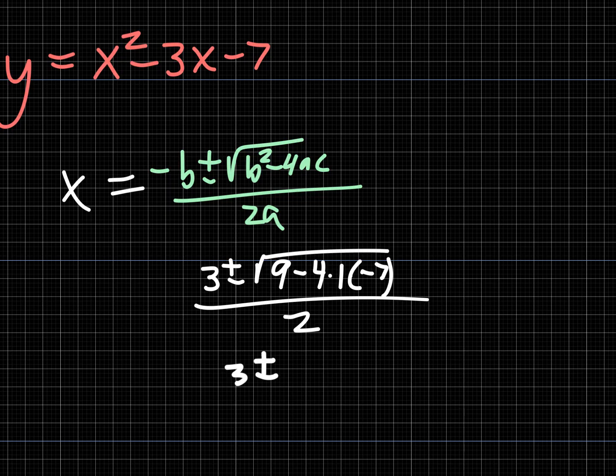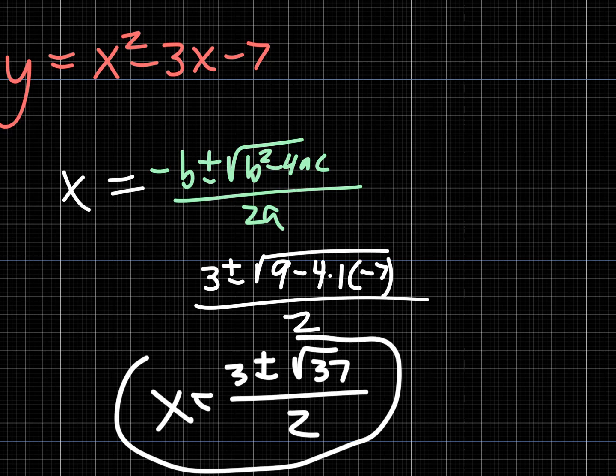from my experience, if you're going to make a mistake, it's going to be underneath the square root. So I'm going to take that carefully. 9 minus, and there's another minus, so it means 9 plus 28. 37. And that is your 2 x-intercepts.